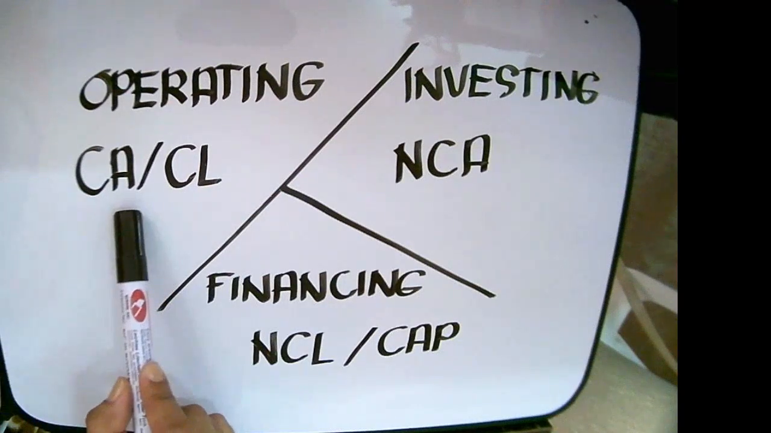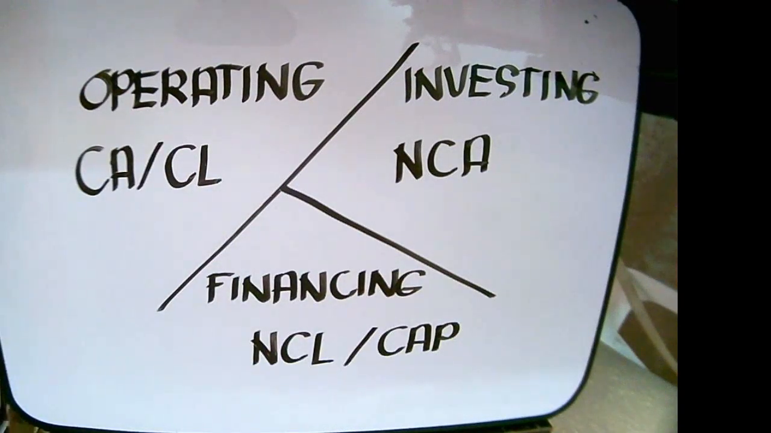Or kapag si current liability, example ng current liability, we have the accounts payable, we have the notes payable. So kapag naapektuhan yun sila, ibig sabihin, yung transaction na naganap is under operating activity. Next, we have the investing.